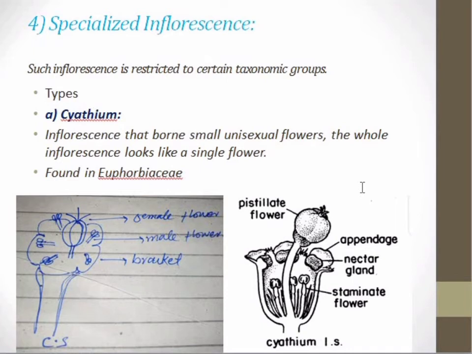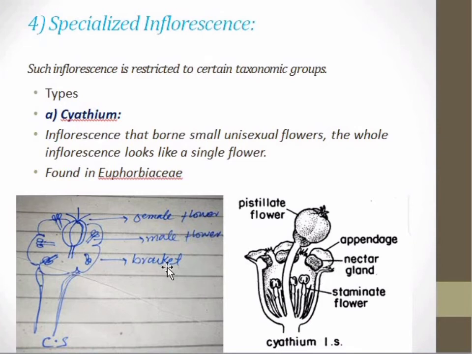The very first one is the cyathium, an inflorescence that bears small unisexual flowers. The whole inflorescence looks like a single flower. Look at this structure. This is a cyathium, longitudinal section. This is the cross section. Here, these are separate pistillate flowers or female flowers, while these are staminate flowers or male flowers. These are the appendages or bracts. These are the nectar glands, glands that secrete nectar.